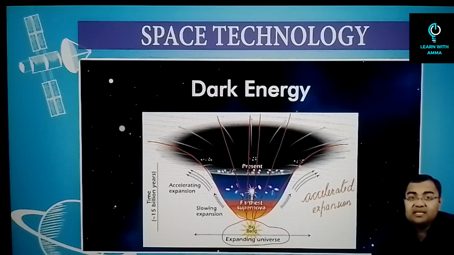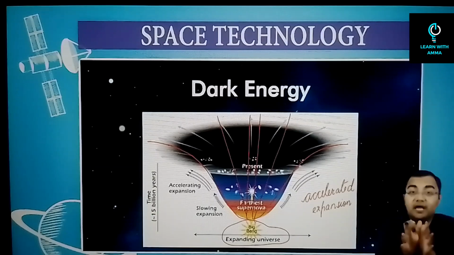Now what the scientists feel is that the normal energies that we have cannot be responsible for something like this to happen. That there should be an extra amount of energy, an energy that is not known to man, a kind of energy which is completely unknown to us, and this should be the driving force for this accelerated expansion.